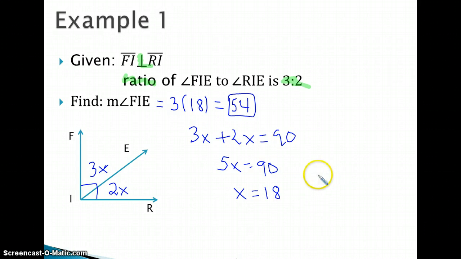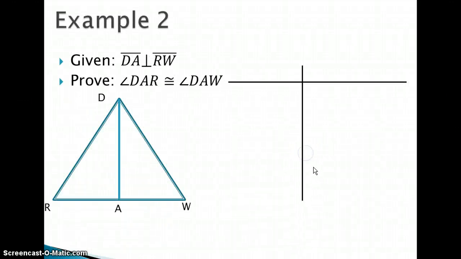Now it doesn't ask me for it, but I could if I wanted to find the measure of angle RIE, take that 2 times 18, and that gives me 36. Now again, double checking, 54 plus 36 does give me 90 degrees. So it seems like we got the problem correct.